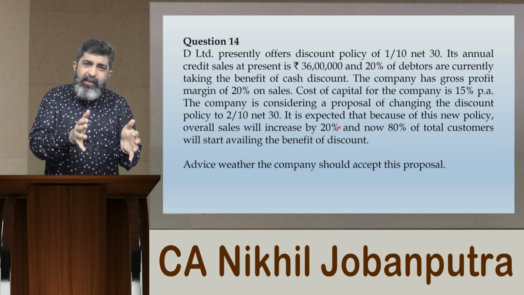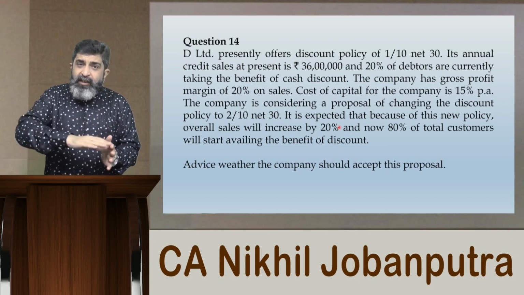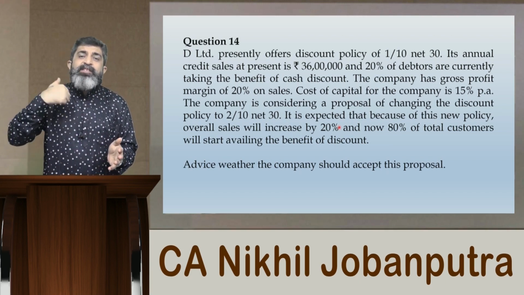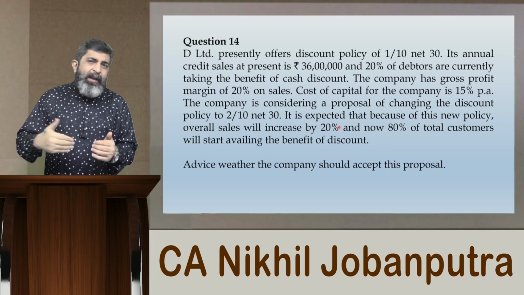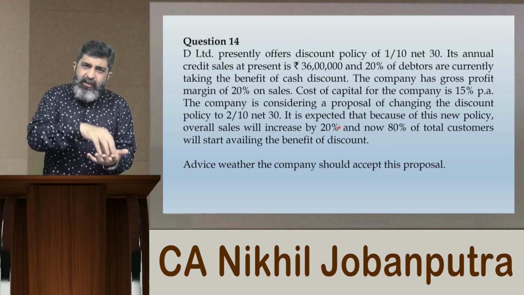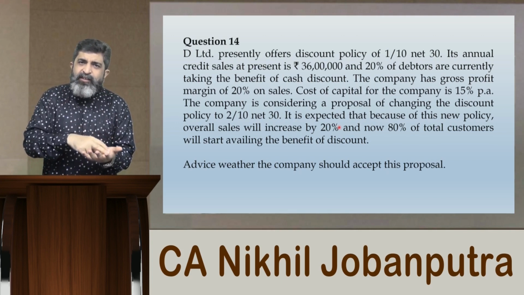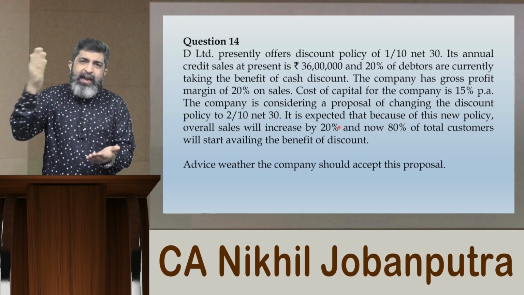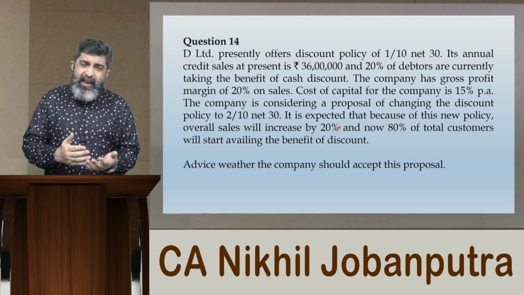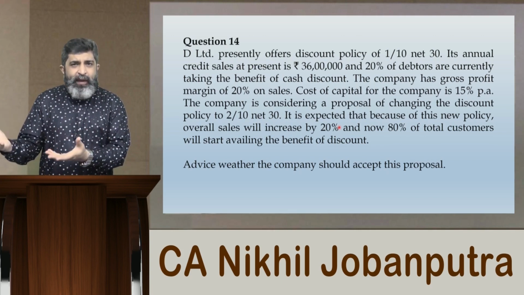Current sales are given as 36 lakhs and the revised sales will be 20% more than that. So 20% more than that means it will be 36 lakhs plus 20%. So 20% of 36 lakhs is what? 7,20,000. 7,20,000 added to 36 lakhs, it will become 43,20,000.